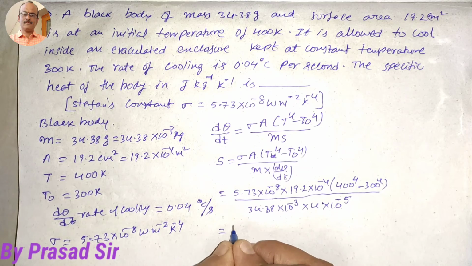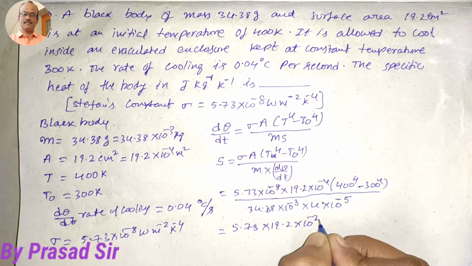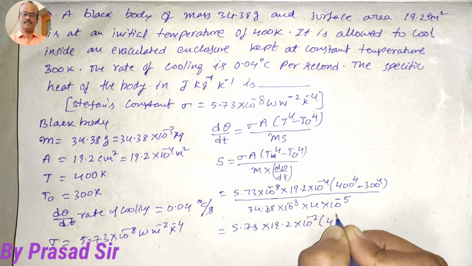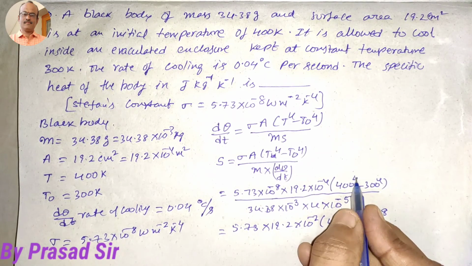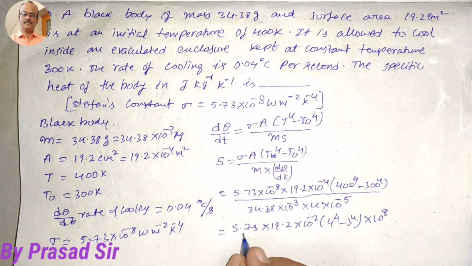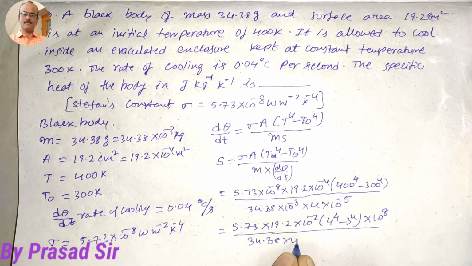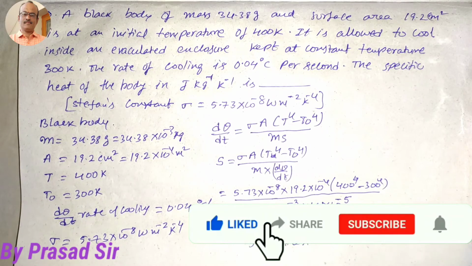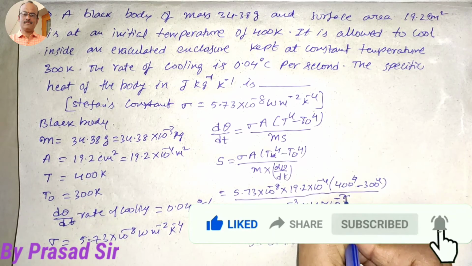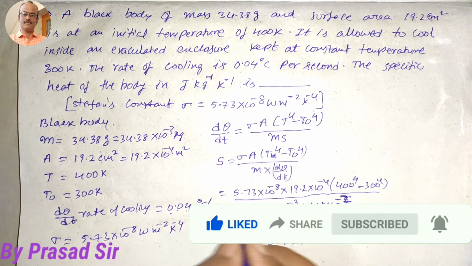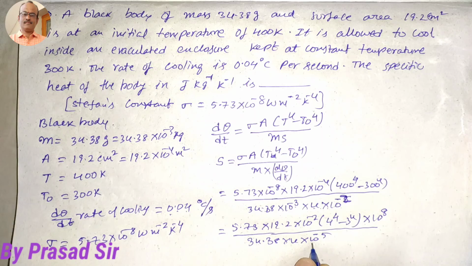Now what happens in this case? 5.73 into 19.2 into 10 to the power of minus 2. Here 4 to the power of 4 minus 3 to the power of 4 into 10 to the power of 8. Why? Because here the square into 2 is 8. So common here, divided by 34.38 into 4 into 10 to the power of minus 5. But here I wrote wrong, it is 4 into 10 to the power of minus 2. Why? Because 0.04 is 4 into 10 to the power of minus 2. Now I will write here minus 3 minus 2, I wrote here minus 5.